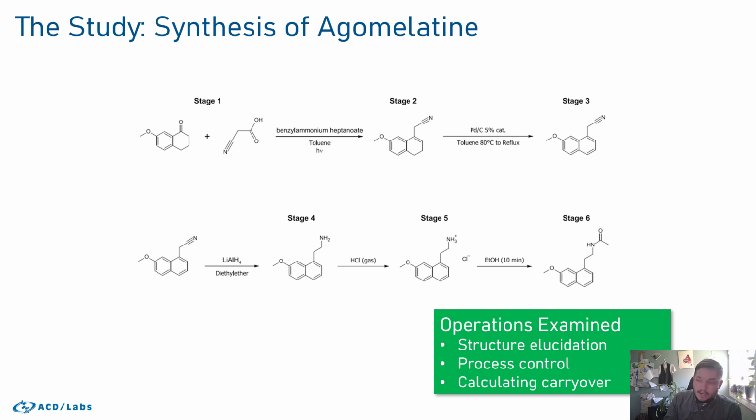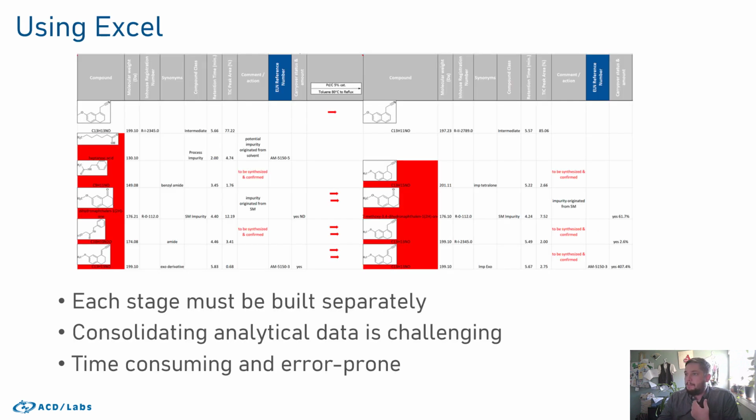So the study compared the synthesis of agomelatine, using the data from the synthesis of agomelatine in these two different systems, Excel and Luminata. The operations that were examined were structure elucidation, process control, and calculating carryover.